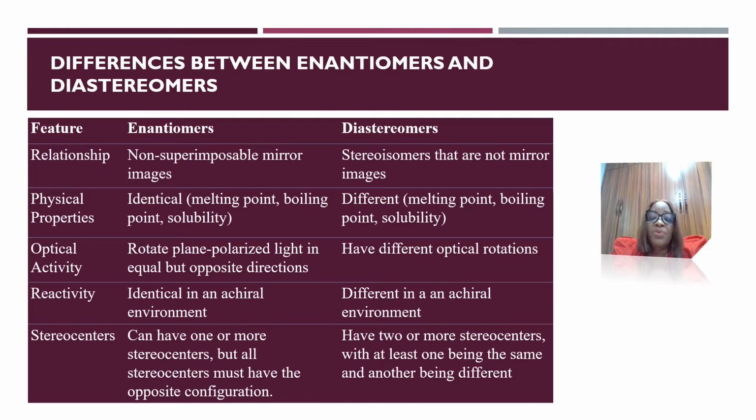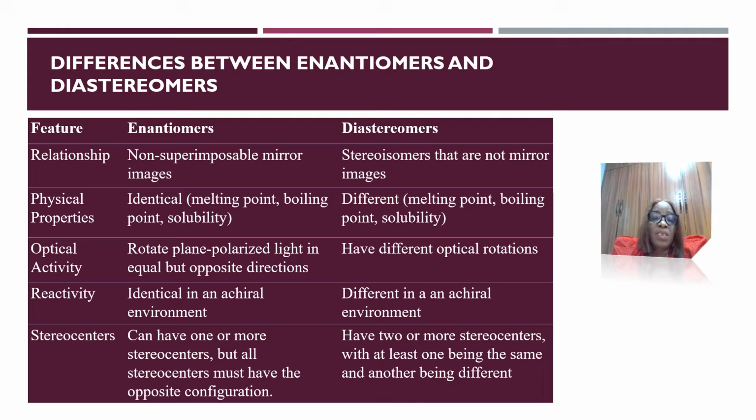What are the differences between enantiomers and diastereomers? Their relationship. Enantiomers are non-superimposable mirror images. Diastereoisomers are stereoisomers that are not mirror images. Physical property. Enantiomers have the same melting point, boiling point, solubility, etc. But diastereomers have different melting point, boiling point, and solubility.